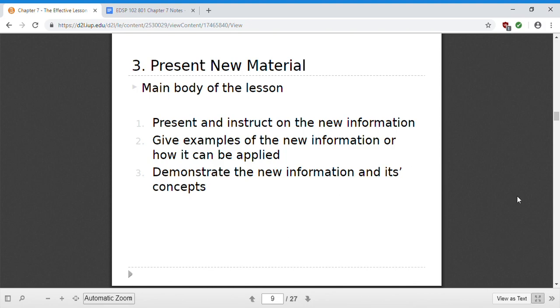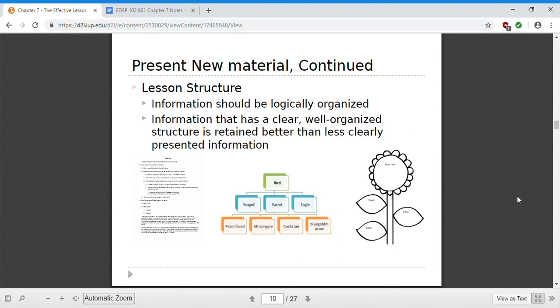As you know, this is where the main body of the lesson lies, the main chunk. So you want to present and instruct explicitly new information or skills. While doing so, you can give examples of the new information and how it can be applied, as well as demonstrate the new information and its concepts. The structure of the lesson should be well organized and logical. We know that information that has a clear, well-organized structure is better retained than less clearly presented information.